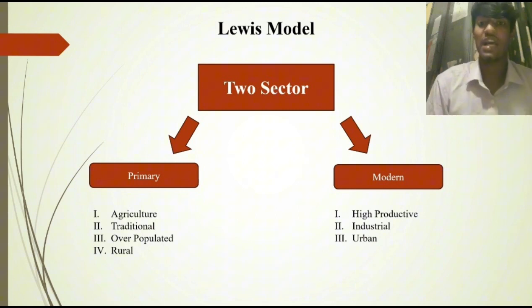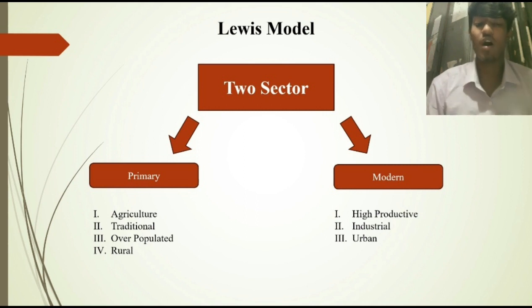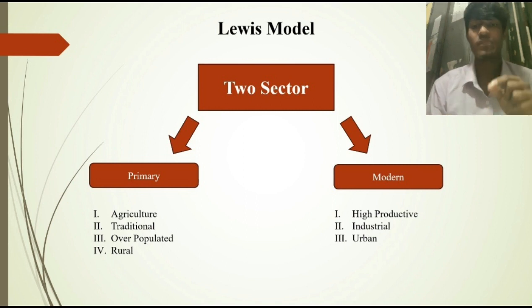According to Lewis, these 8 members, this excess supply of labor, will move to the modern sector by being attracted by higher wages. The modern sector pays higher wages than the agricultural sector.